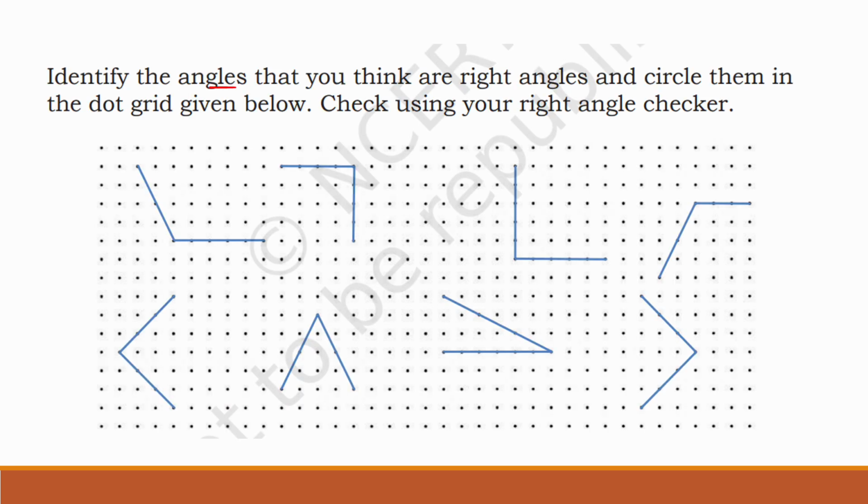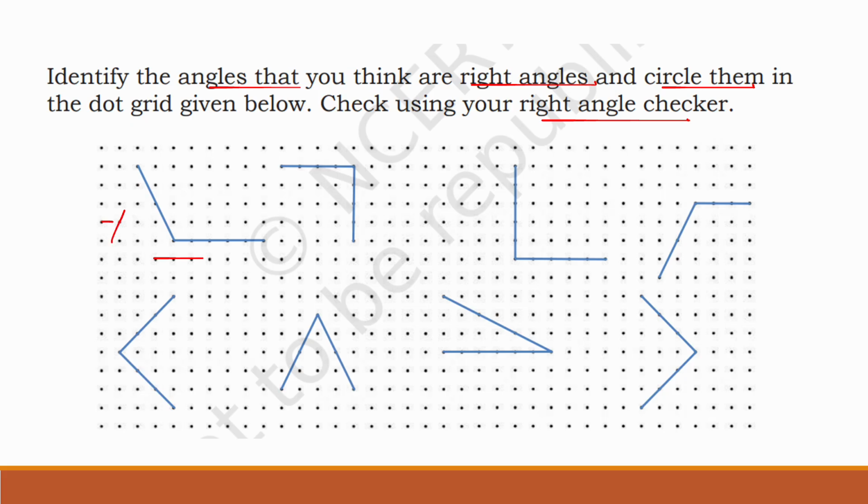Identify the angles that you think are right angles and circle them in the dot grid given below. Check using your right angle checker. See, a right angle is an L-shaped angle. Capital L-shaped angle. So, if you place an L shape over these figures, you can check whether these angles are right angles or not. See the first one, is it a right angle?